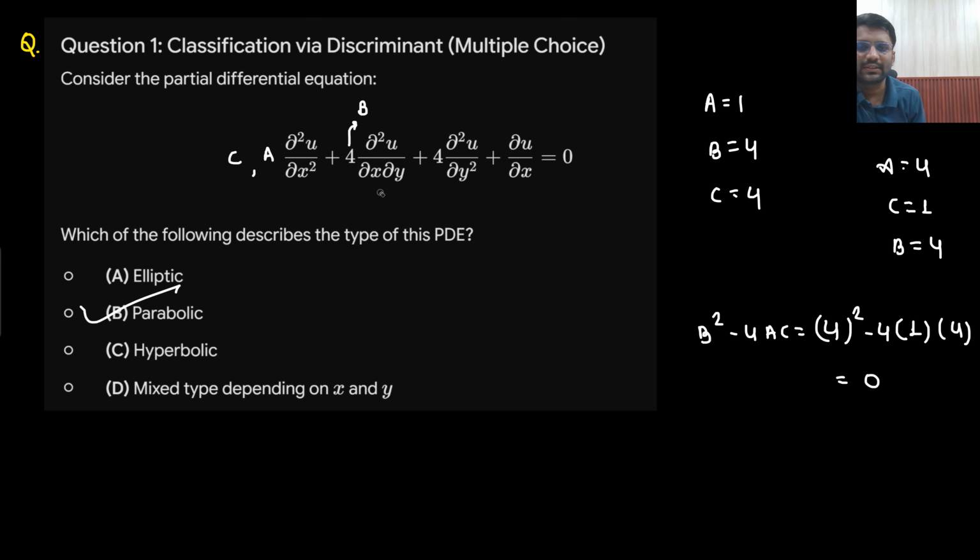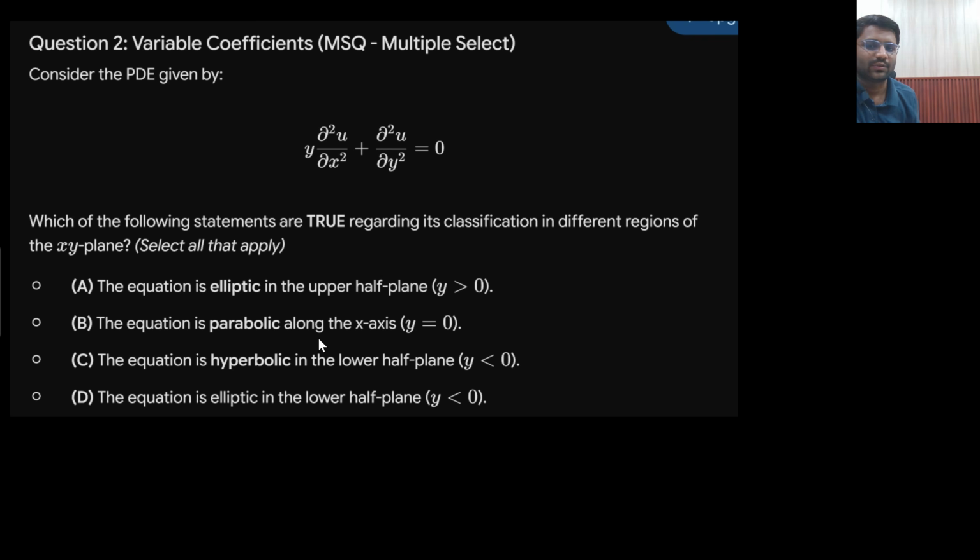Understandable? Let's remove all these things so that question becomes clear. So partial differentiation of u with respect to x and y, that is b. These guys are a and c. Rest everything I will ignore. Next question. This question.